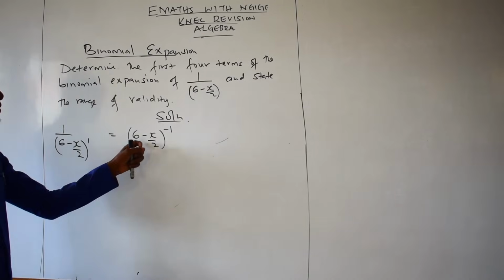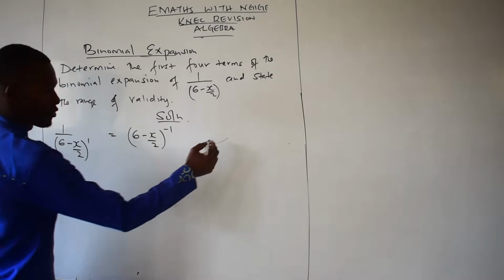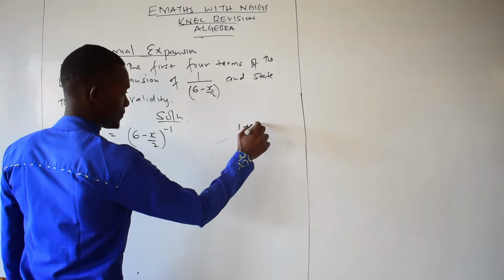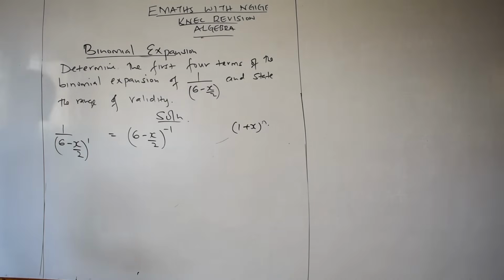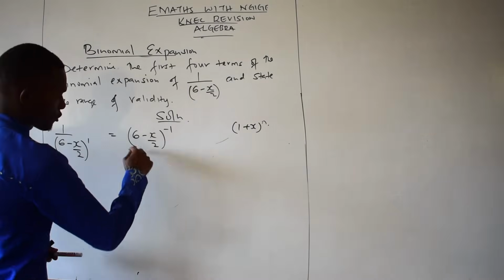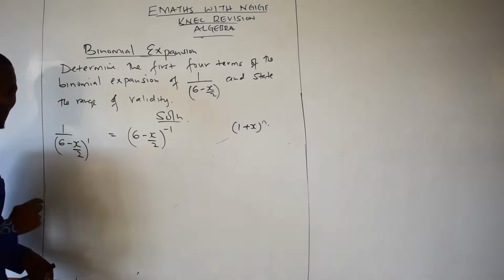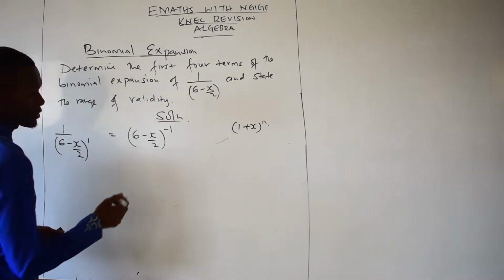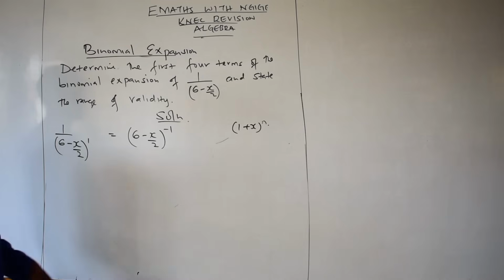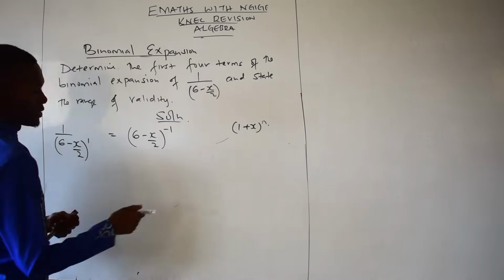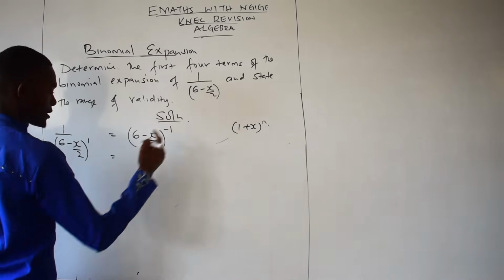Then we want to rewrite this expression in the form 1 plus x, then n. 1 plus x raised to power n. So therefore, we want this term here to be 1. We're doing that because by the end of the day we shall be finding the range of validity, and we shall need the expansion which has been simplified in that form.